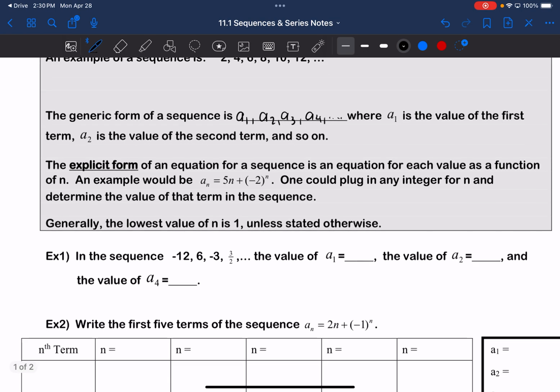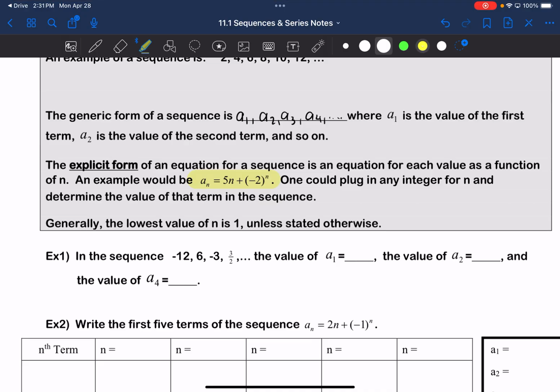The explicit form of an equation for a sequence is an equation for each value as a function of n. A lot of times they'll give you a rule that you follow, and this would be the rule here to find a sub n. It would work for any number in your sequence, whether you're looking at number 1, 2, 3, 4, 5, whatever. You would just plug that number in for n to figure out what the actual term of that sequence is.